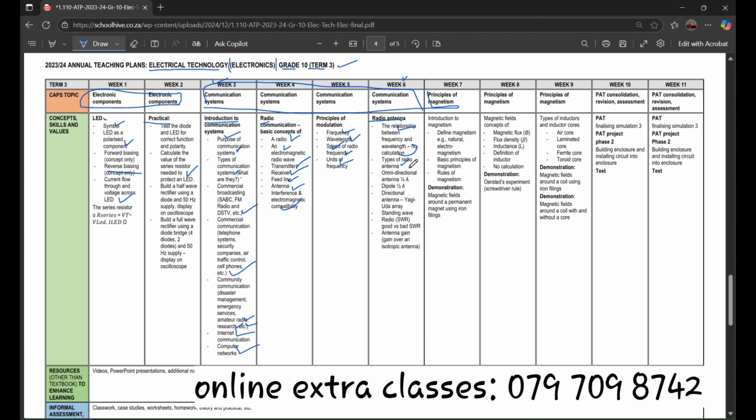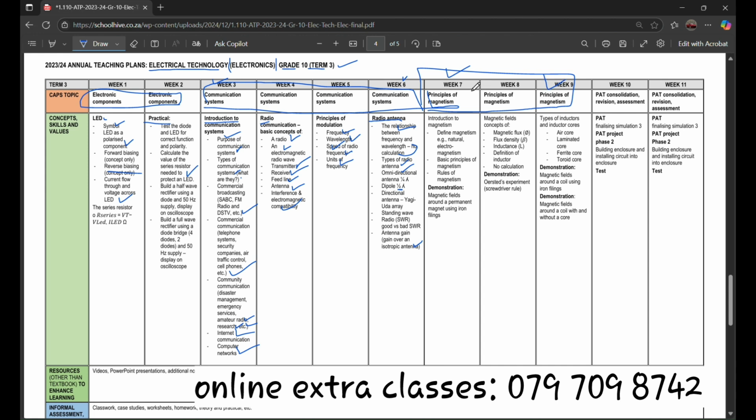and types of radio antenna: the omnidirectional antenna, which is a 1/4 wave, a dipole, which is a 1/2 wave antenna, the Yagi-Uda array, standing wave ratio, SWR, good versus bad SWR, antenna gain, and the isotropic antenna.